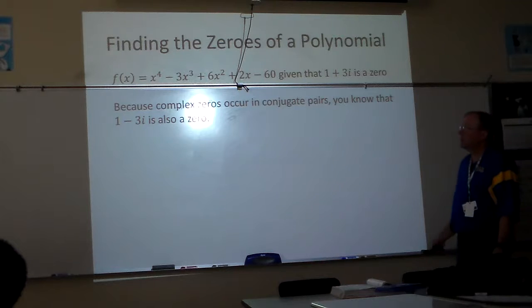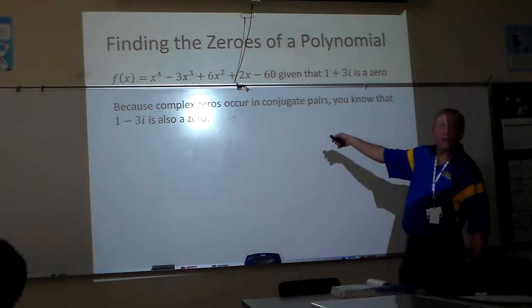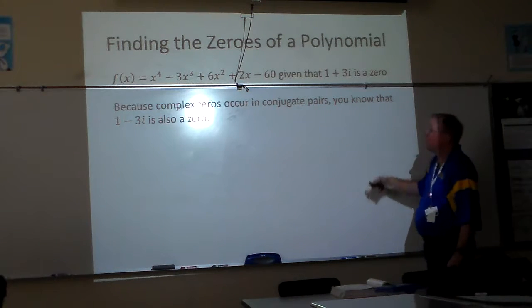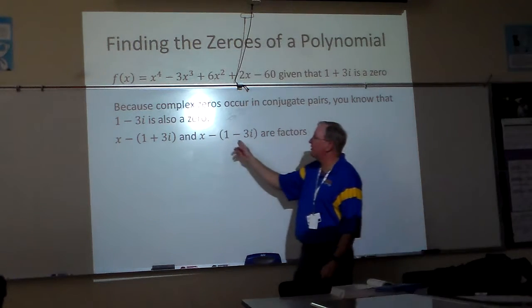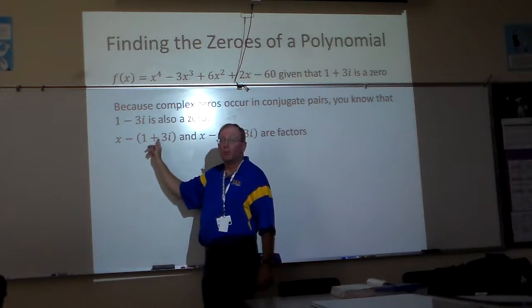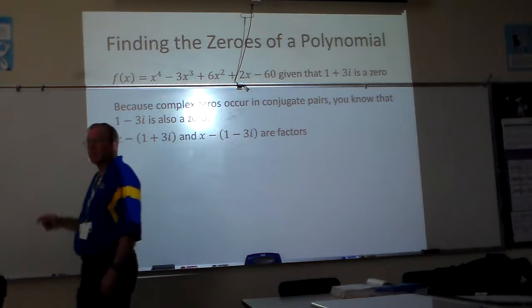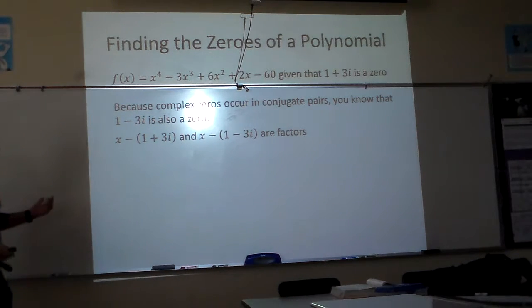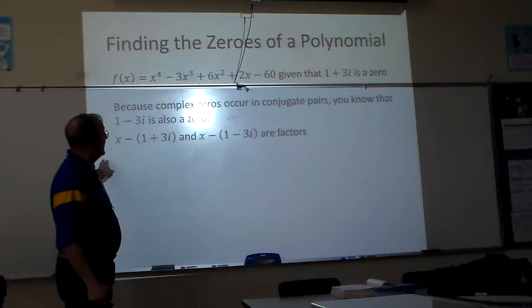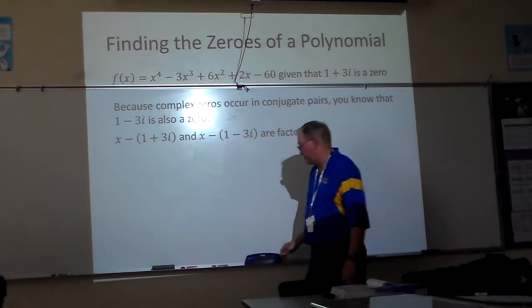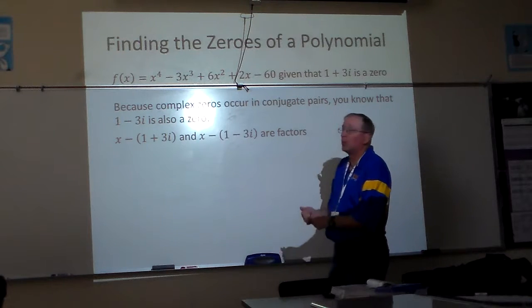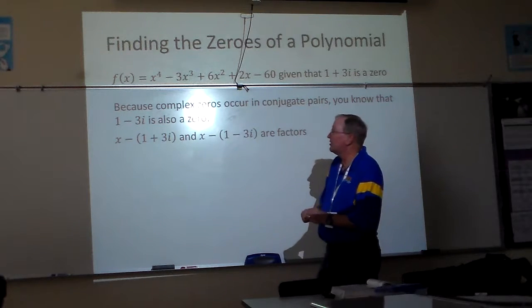Because complex zeros, remember, occur in conjugate pairs, I also know that if there's a 1 minus 3i, there's also going to be a 1 plus 3i. And it's going to be x minus, like that, all right? So here's what we're going to have to do. In order to work this out, what I'm going to do is this.